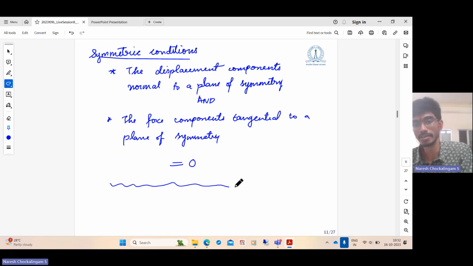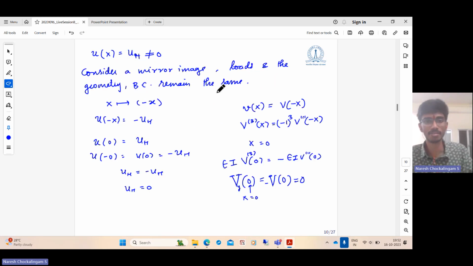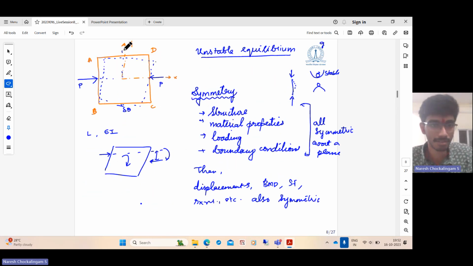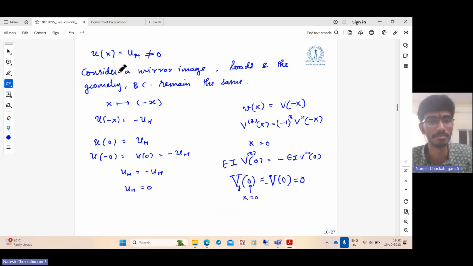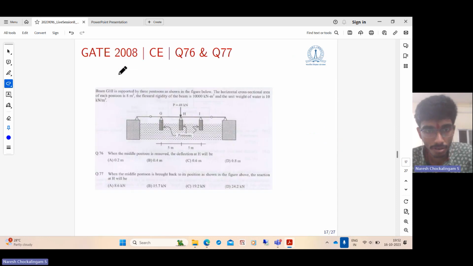So this is a shortcut you can use for solving problems. Whenever you have a symmetric structure, the XZ plane and YZ plane are planes of symmetry. So the normal components of displacements, which are respectively the V along the x-axis and U along the y-axis, both of them are 0. And the tangential forces, so the shear force along X and Y, are 0. Let's go to the next problem.